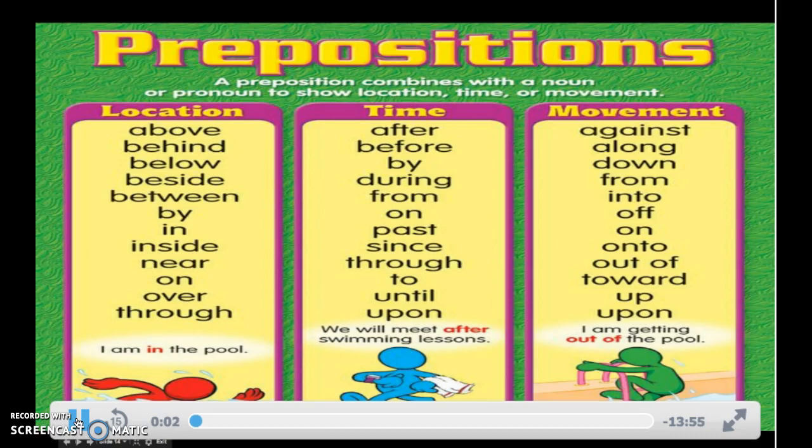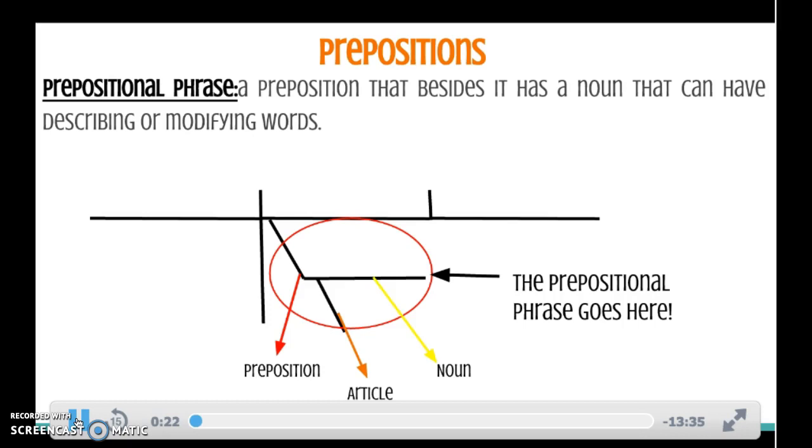Hi, today we're going to do a lesson on how to sentence diagram prepositional phrases. First of all, we're going to review what a preposition is. A preposition is a word that shows location, time, or movement. Some examples are above, past, through, up, and much more. A prepositional phrase is a preposition that has beside it a noun that can have describing or modifying words.